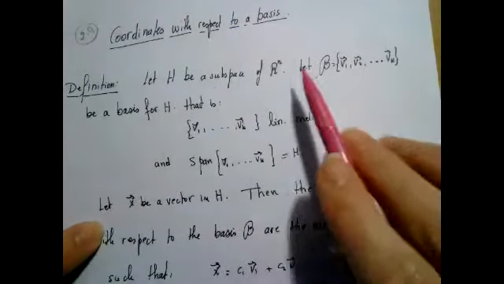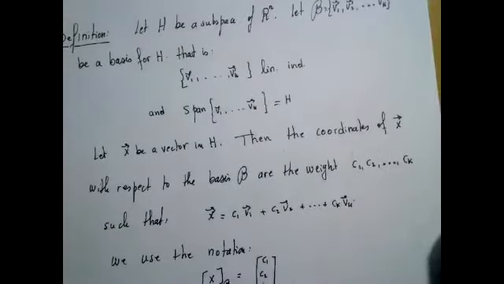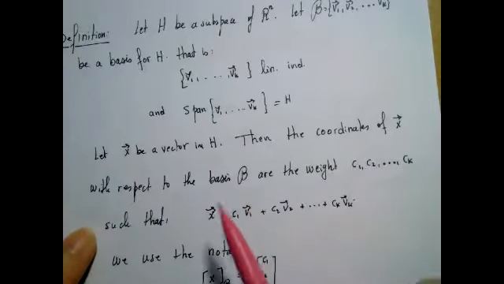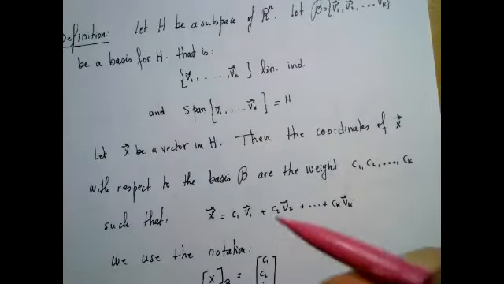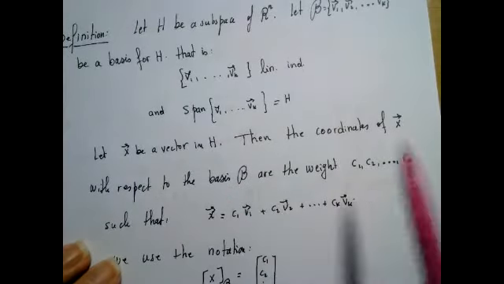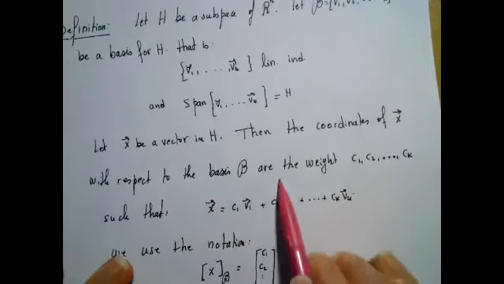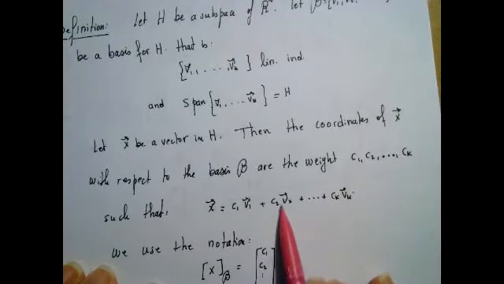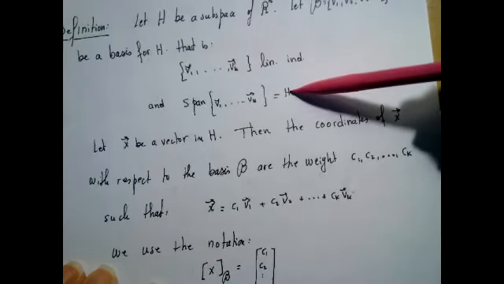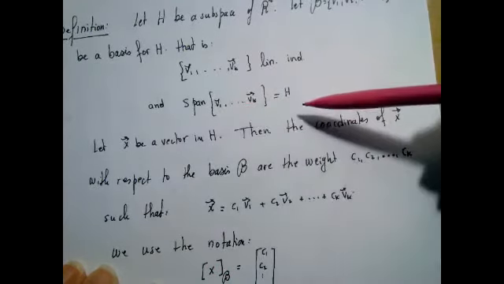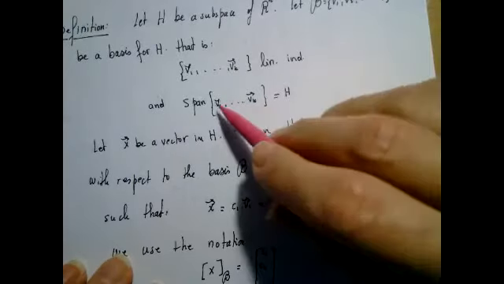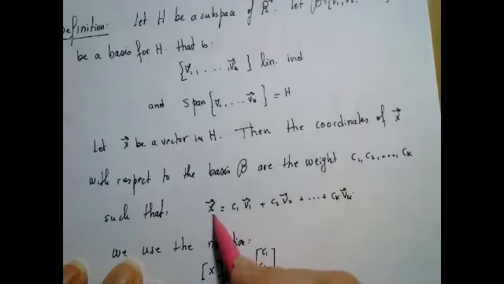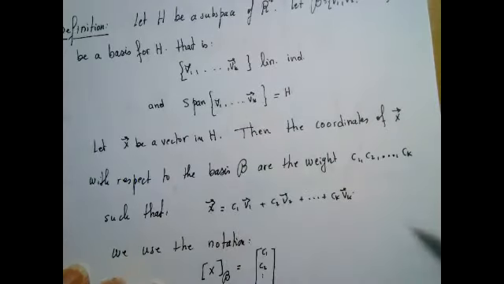And let X be a vector in the subspace. Then, the definition: the coordinates of X with respect to the basis B. So imagine R3, and I have a bunch of basis vectors, and I pick any vector in R3. Then the coordinates of X with respect to the basis are nothing more than the weights C1 through Ck such that X is C1 V1 plus C2 V2 plus up to Ck Vk. So if H is a subspace, it means H is the span of V1 through Vk. I pick a vector in here, so it's in the span. Then the coordinates of X with respect to the basis are nothing more than the weights that give me X as a linear combination of V1 through Vk.